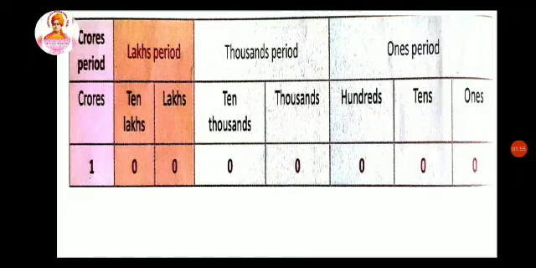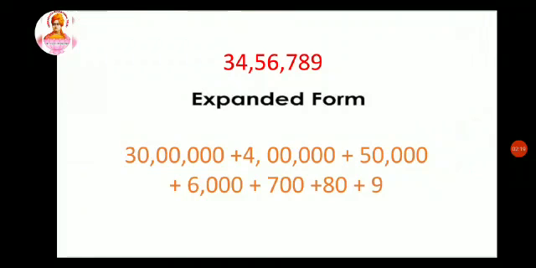You are going to mention the place values starting from the right side of your number. Ones, tens, hundreds together are called the ones period. Thousands and ten thousands together are called the thousands period. Lakhs and ten lakhs together are called the lakhs period, and the crore values are called the crores period. Like that, you are going to arrange your numbers according to their place values. Then you have a sum on expanded form. How can we expand a given number?